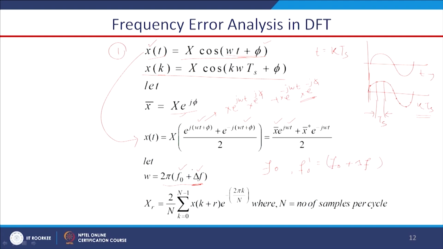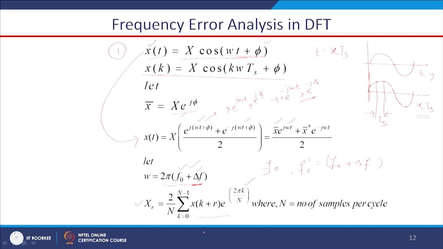Now, by considering this omega as the changed frequency scenario, this x can be rewritten. This is how our expression was for the previous case, where we have a DFT. If you remember the DFT of a particular signal, it is 2 by N, sum over k equal to 0 to N minus 1, x of k plus r, e to the power minus j 2 pi k by N.